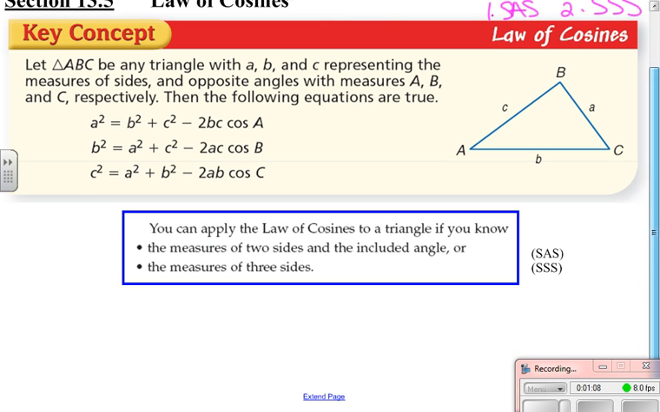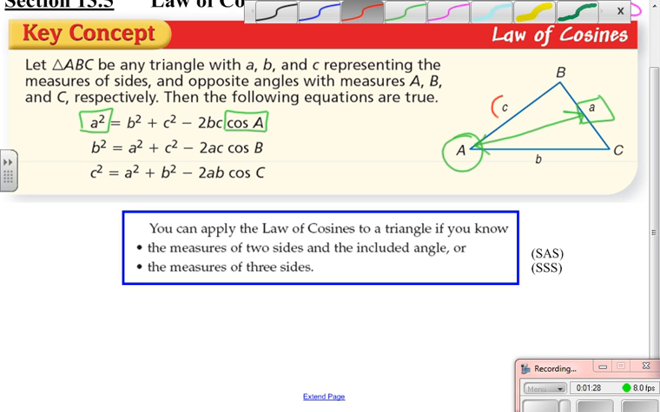Well, in any triangle, the angle and its side opposite are where you are going to start. So if I start with the side a squared, I end with the cosine of A, and then the other two sides fall into this formula.